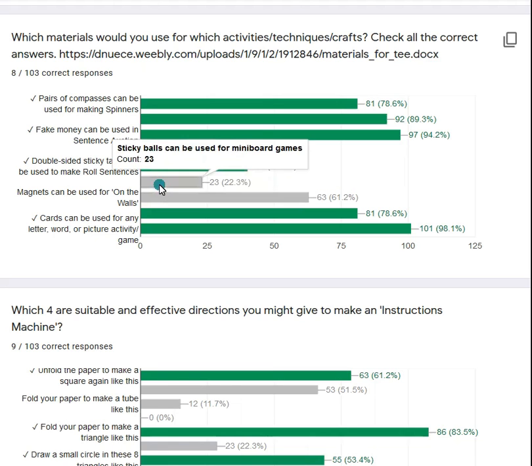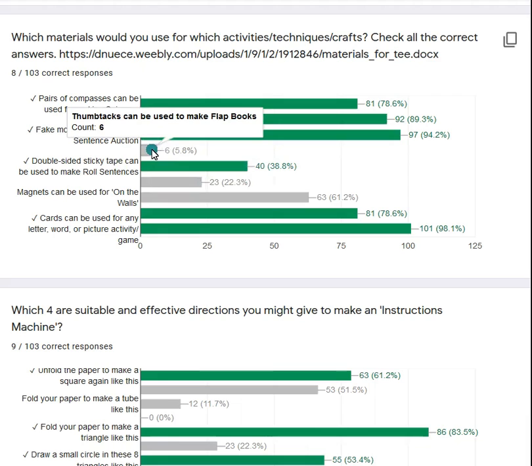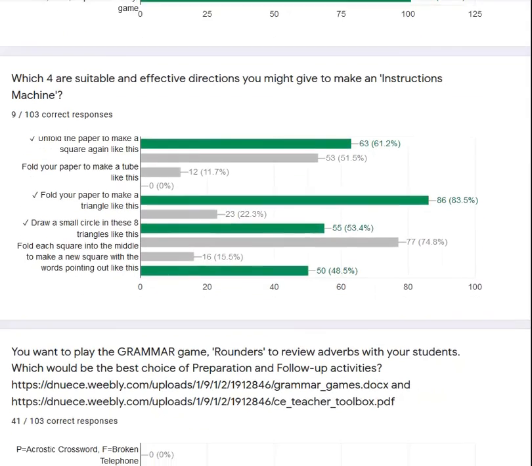Sticky balls from mini boards? No, sticky balls you throw at the board. It's an action game. You don't need them for a mini board. Thumbtacks? No. You would use a stapler or maybe a paper clip, or if you're getting creative, double-sided sticky tape. But thumbtacks are for putting pictures on walls or on a pin board.